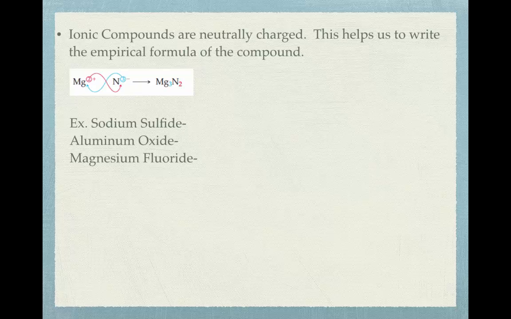For sodium sulfide, sodium has a +1 charge and sulfur has a -2 charge. And we'll look at why it's an IDE ending in a second. So since sodium has a +1 charge, sulfide has a -2 charge. When I cross my charges, the formula becomes Na2S.